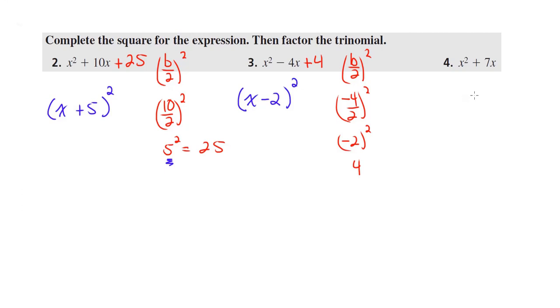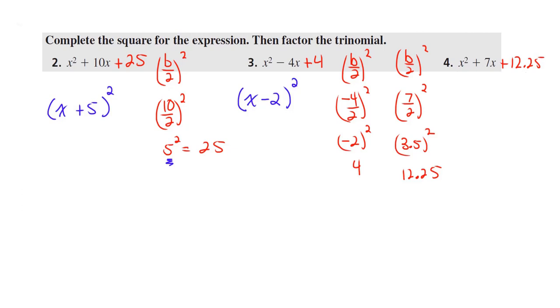All right, so now number 4, we have x squared plus 7x. So again, we're going to do b divided by 2 squared. Our b value is 7. And 7 divided by 2 is 3.5. And 3.5 squared is 12.25. So that's what we're adding on to the end here.